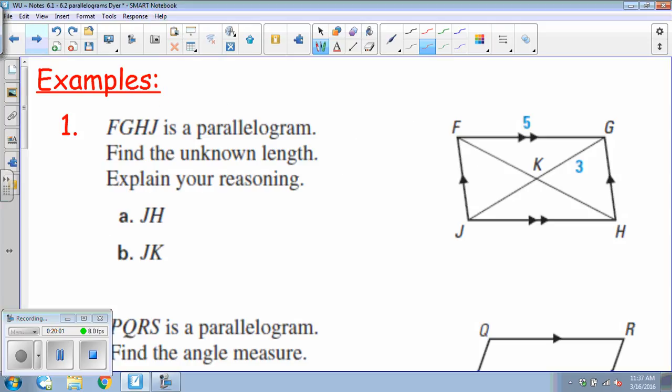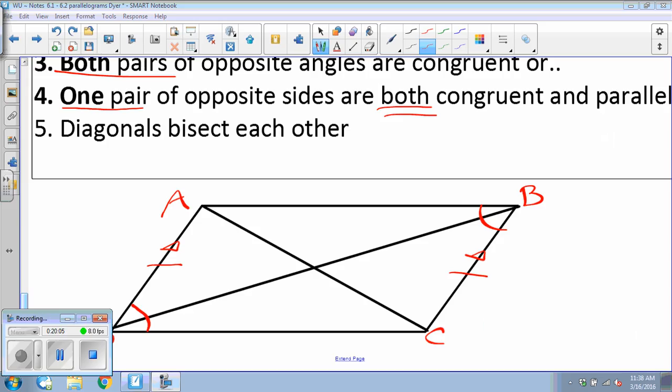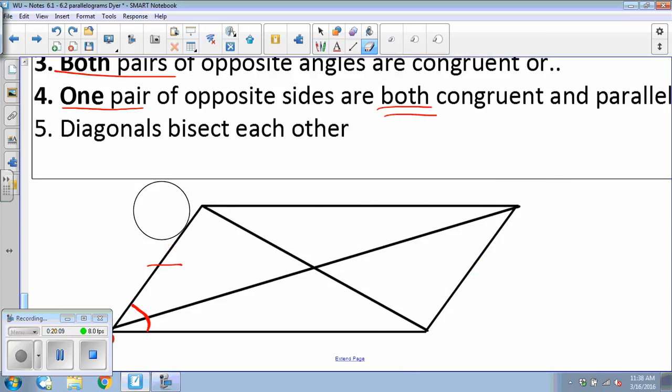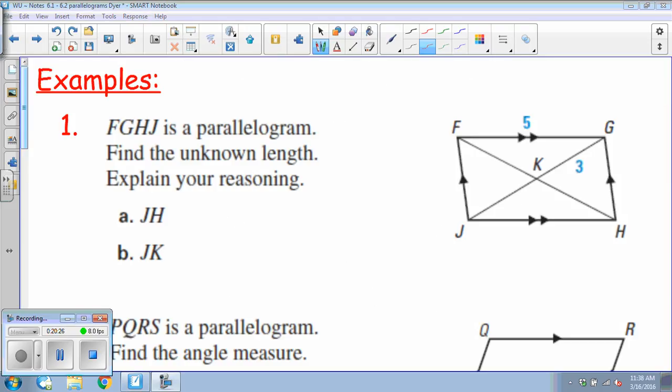Okay, so let's look at some examples now. Is that a parallelogram? Yes, because the diagonals bisect each other. You understand now? Okay, let's look at these examples.